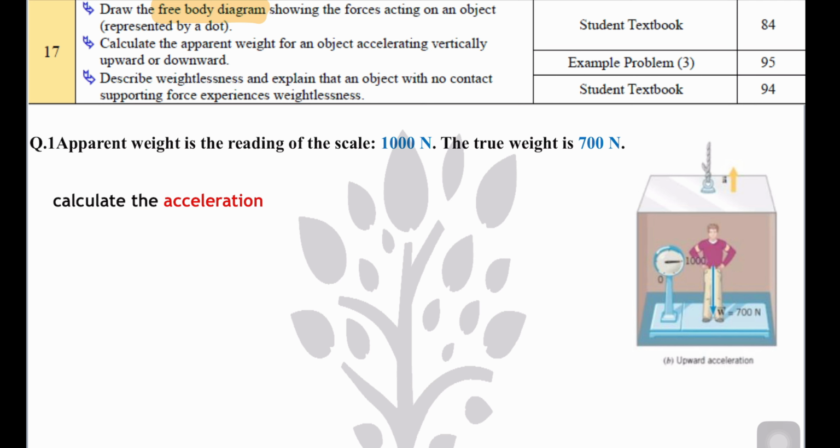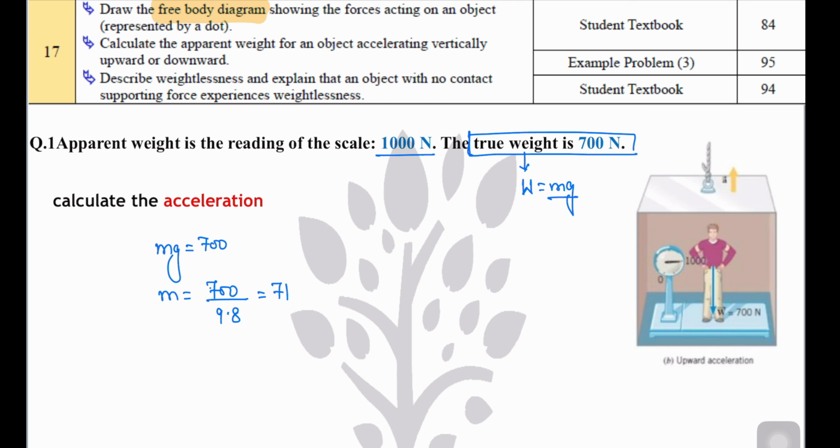So what exactly do we have? Apparent weight on the scale is 1000 newtons. Okay, fine, no issues. And the true weight, okay, what is the meaning of true weight? True weight means weight which is equal to mg. So mg is equal to 700. Yes or no? Okay. So can I find the value of m? M is equal to 700 divided by 9.8, which is equal to 71.74 kg. This is the mass of the body.